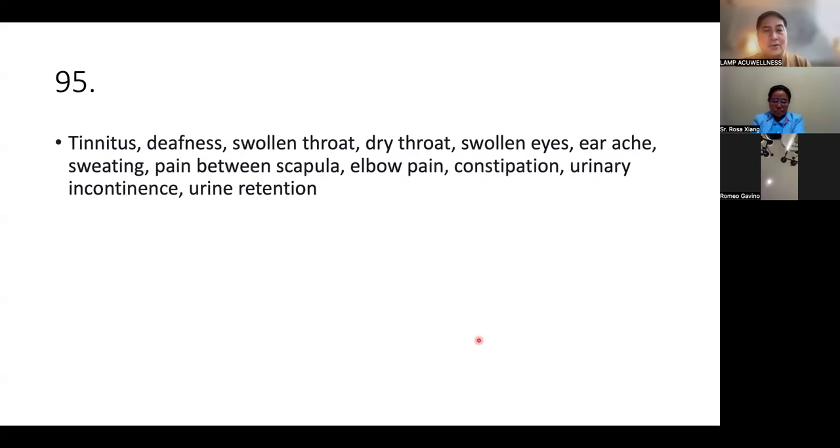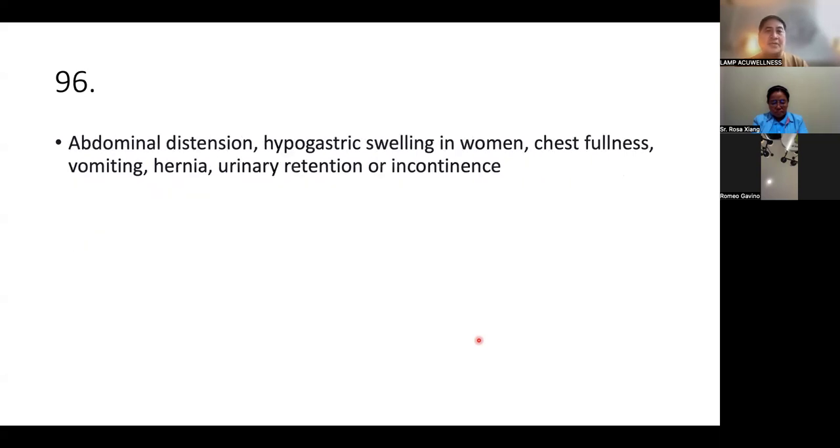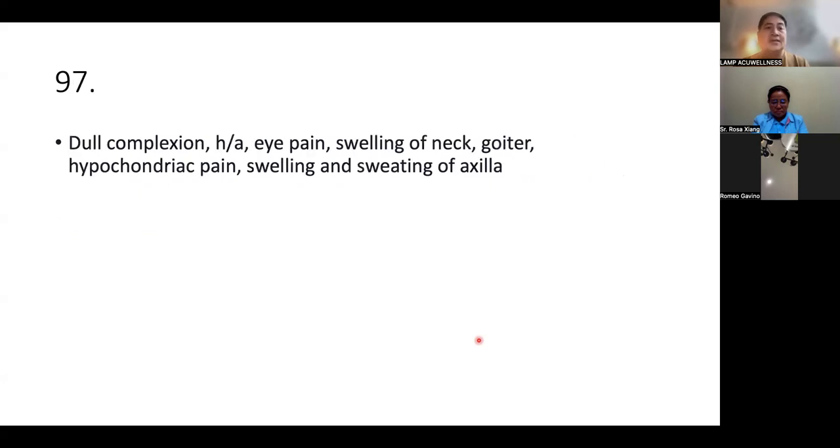Tinnitus, deafness, swollen throat, dry throat, swollen eyes, earache, pain between the scapula, elbow pain, constipation, urinary incontinence, urine retention, SJ4 and PC6. Abdominal distension, hypogastric swelling in women, chest fullness, vomiting, hernia, urinary retention or incontinence. Liver 3 and Gallbladder 37. Dull complexion, headache, eye pain, swelling of neck, goiter, hypochondriac pain, swelling and sweating of axilla. GB40 and Liver 5.